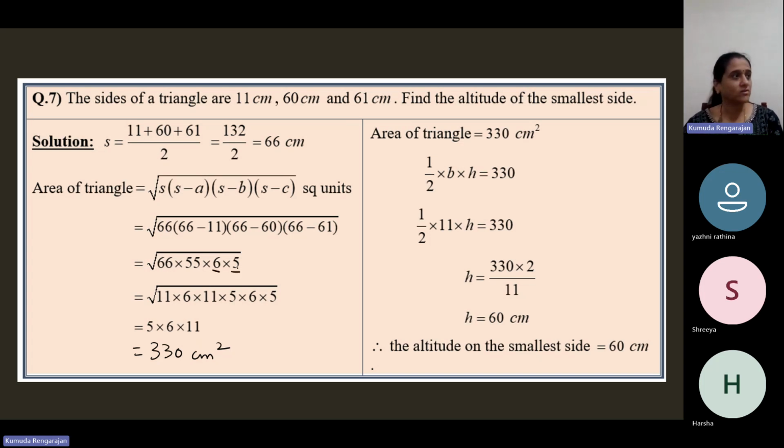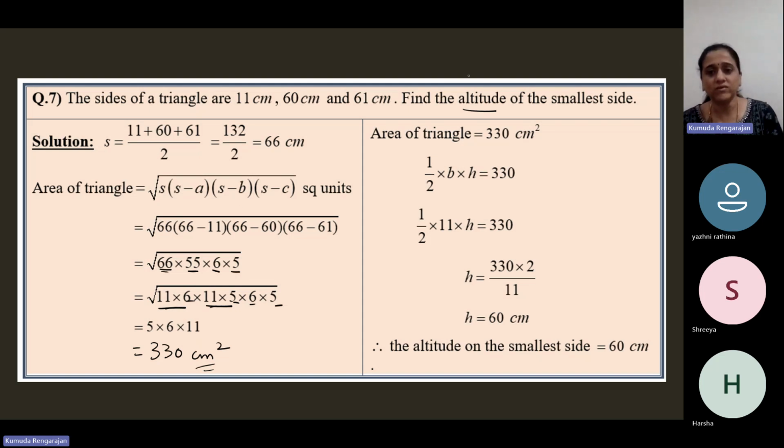There's 6 and 5 here, no? So we write 55 as 11 into 5 and 66 as 11 into 6. That way we have two 5s, two 6s, and two 11s. So one 5, one 6, and one 11 come out of the square root, one from each pair. And we find the area. And then we need to find the altitude.